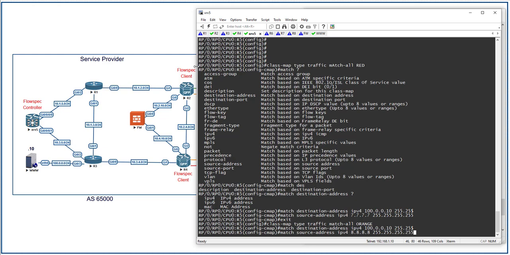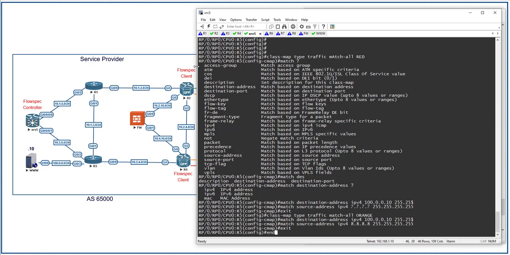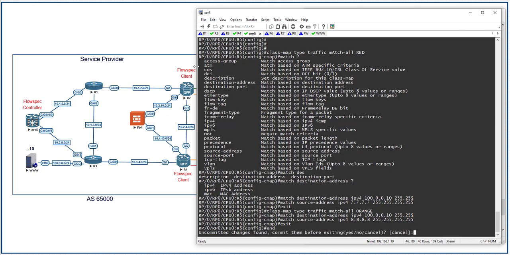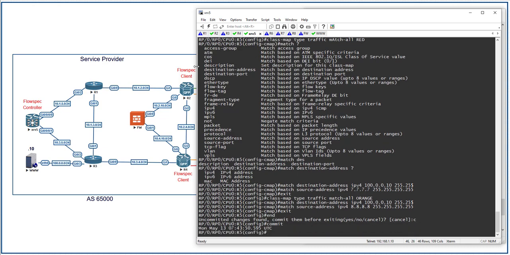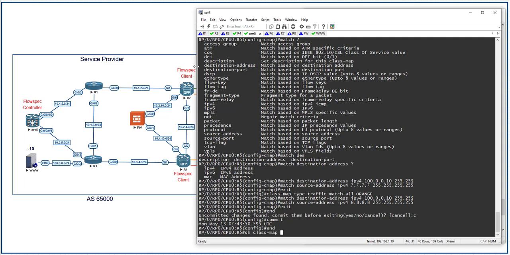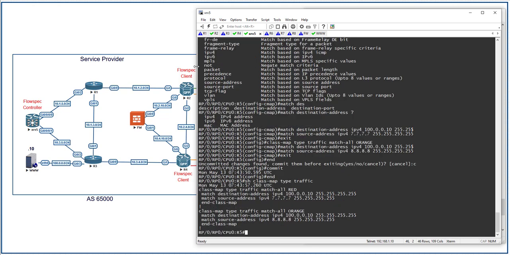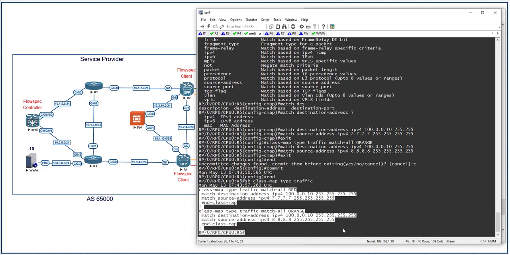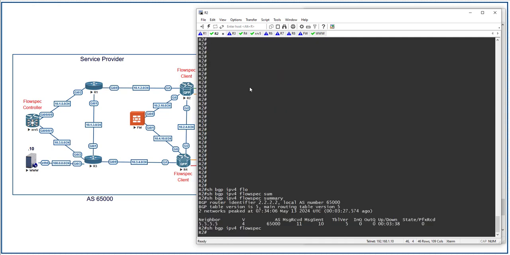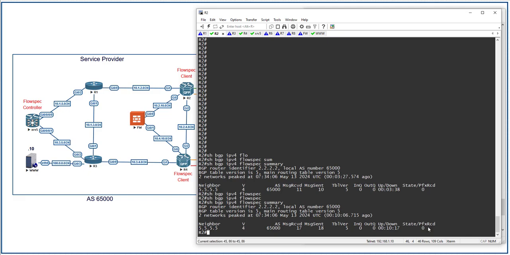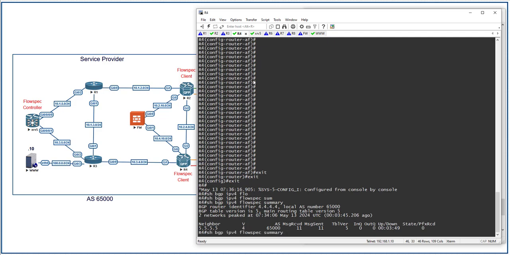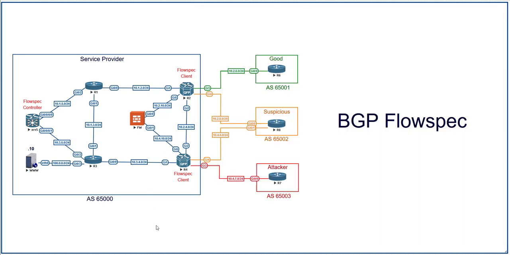Now we have these two class maps, but we didn't apply any policy to them. Let me commit them first. Let me cancel it and then commit. Now you can use show class map, then type traffic to monitor your class maps. Class map type traffic match all red is the first class map and this is the second class map. But in router 2, as you can see, until now we didn't receive any information from router 5 because we didn't configure the policy map and also the Flowspec. I will show you also in router 4. This is the next step.